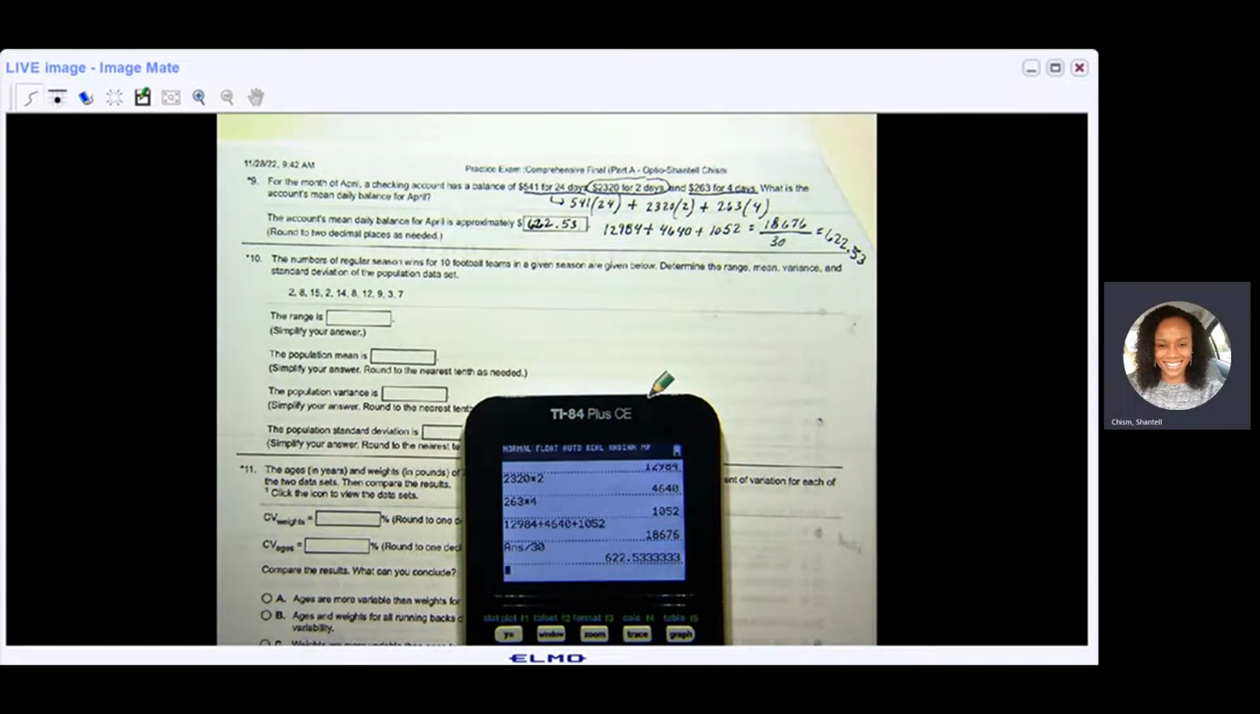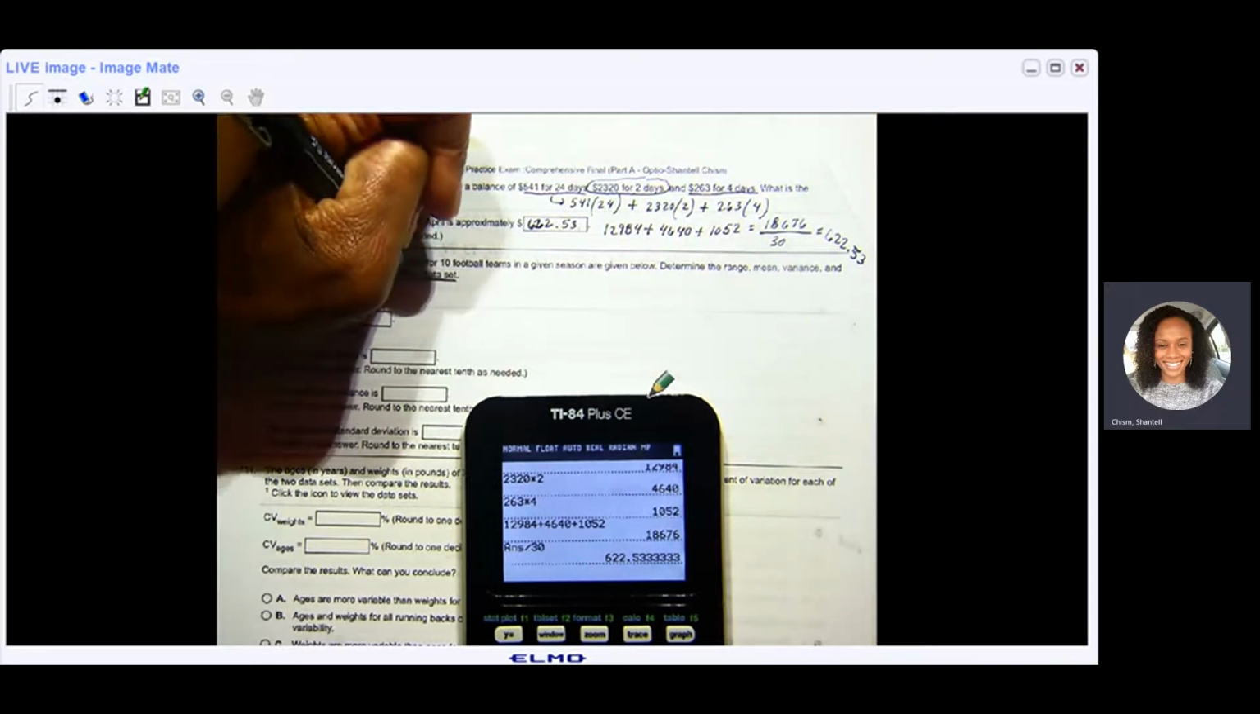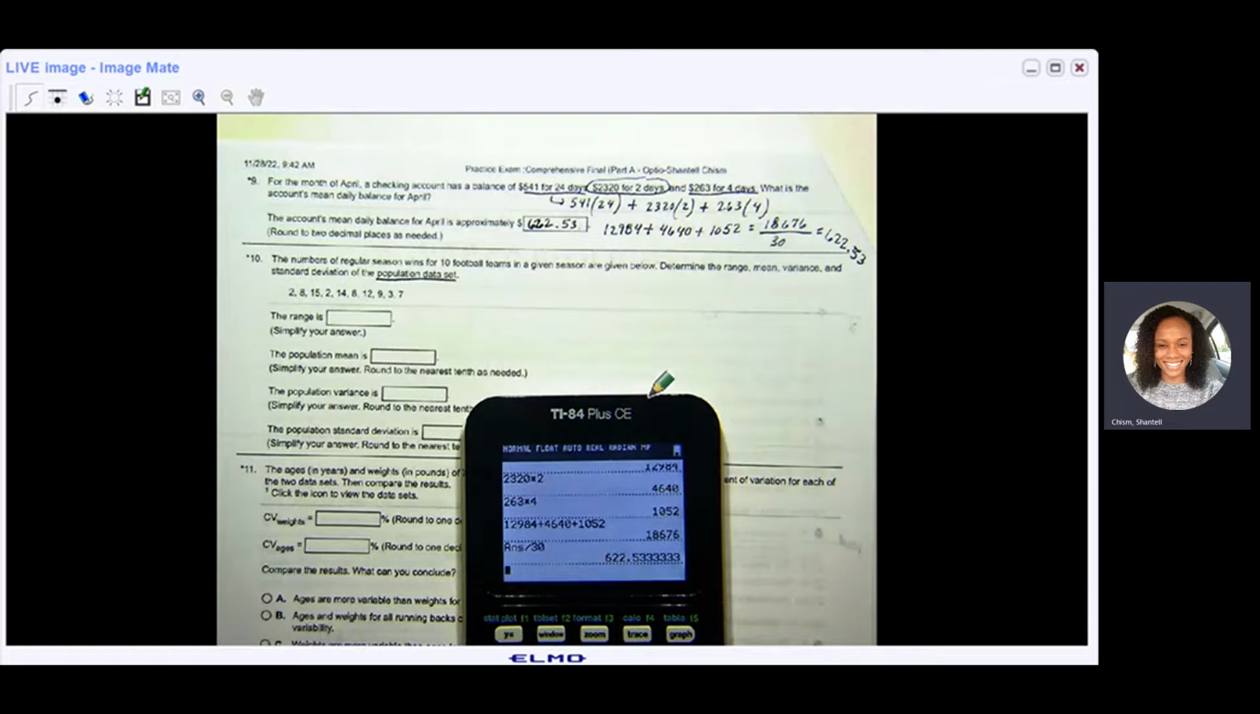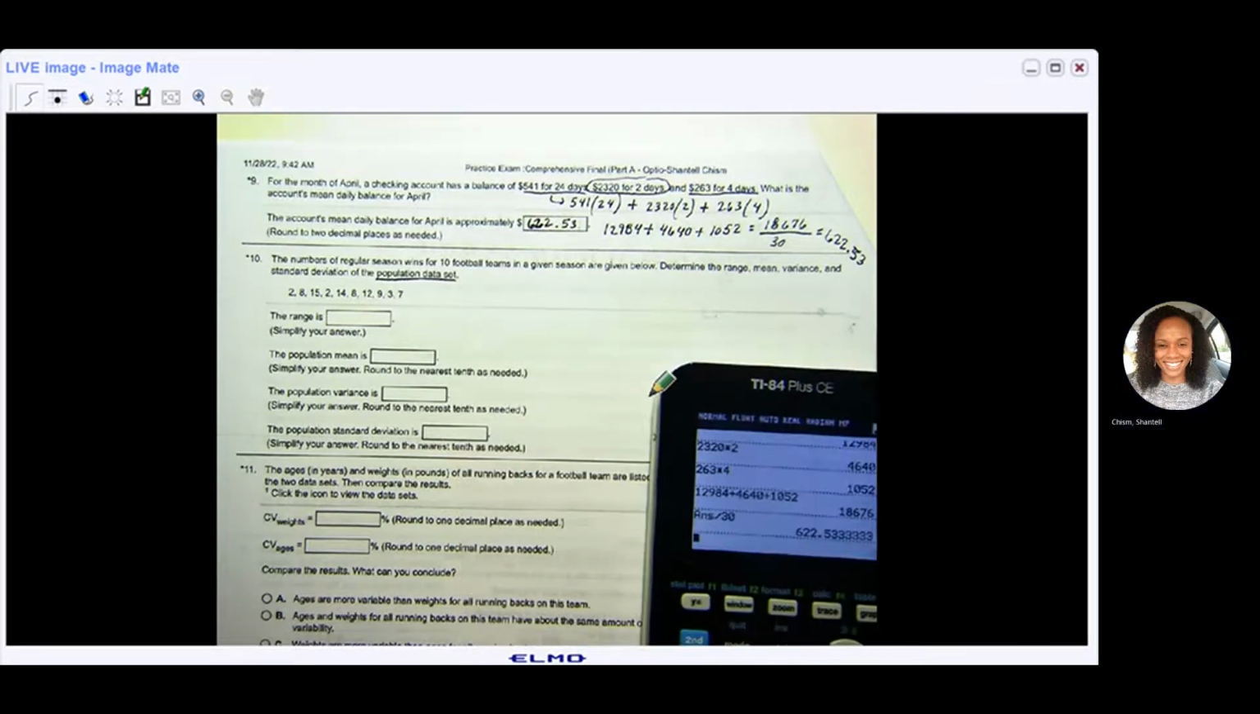For number 10, we're asked to find the range, the mean, variance, and standard deviation for this population data set. This data set represents the number of regular season wins for 10 different football teams in a given season. And we're told that this is the population.